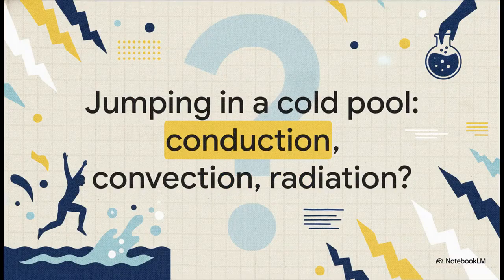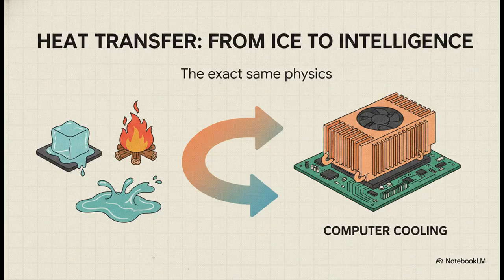Last one. You jump into a swimming pool and instantly feel the freezing cold water against your skin. Which heat transfer method explains that immediate chill? Because your warm skin is directly touching the cooler water, your body is losing heat through conduction. And this is where the whole picture comes together. This stuff isn't just academic trivia. Understanding conduction, convection, and radiation lets engineers manipulate nature.